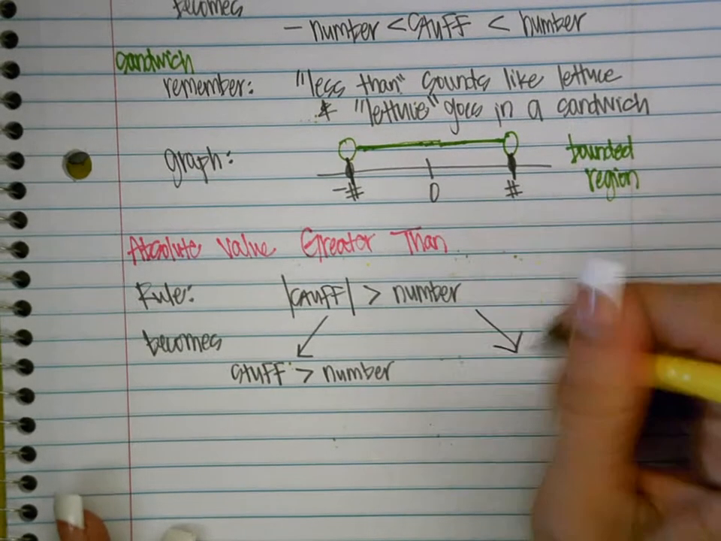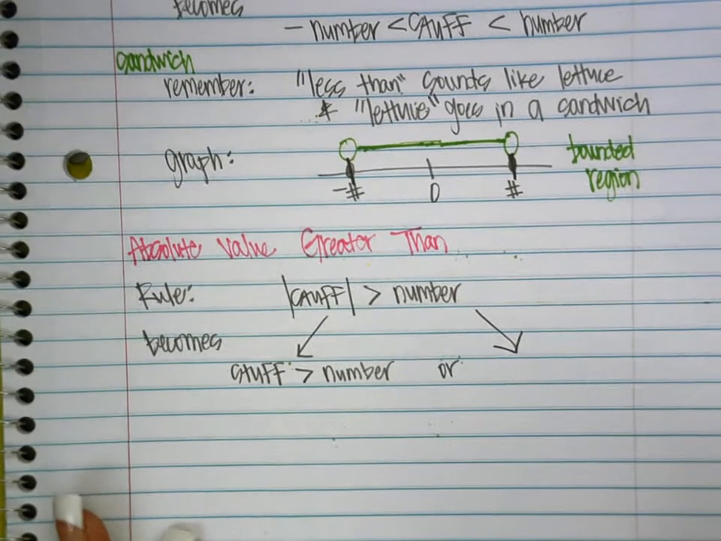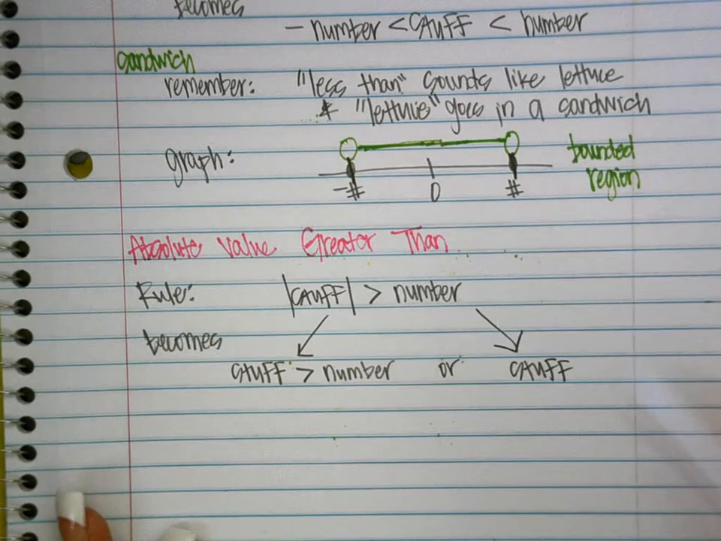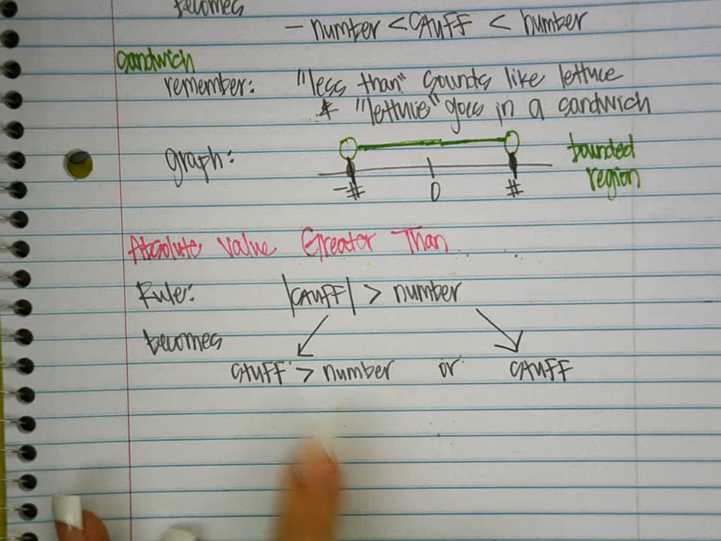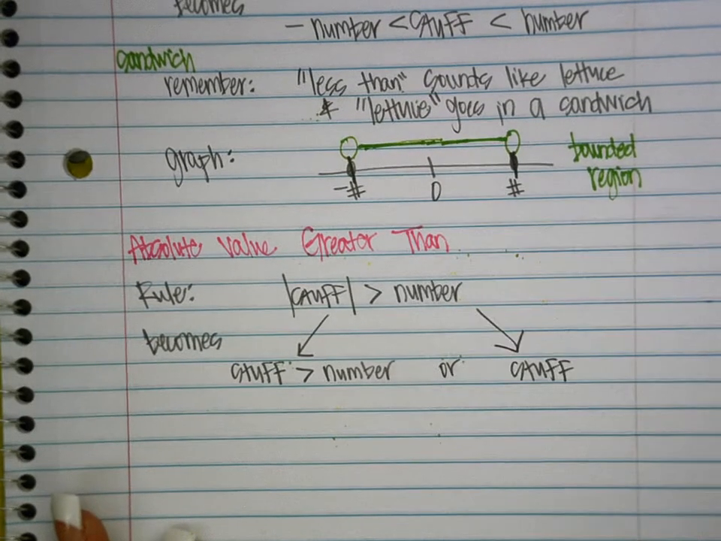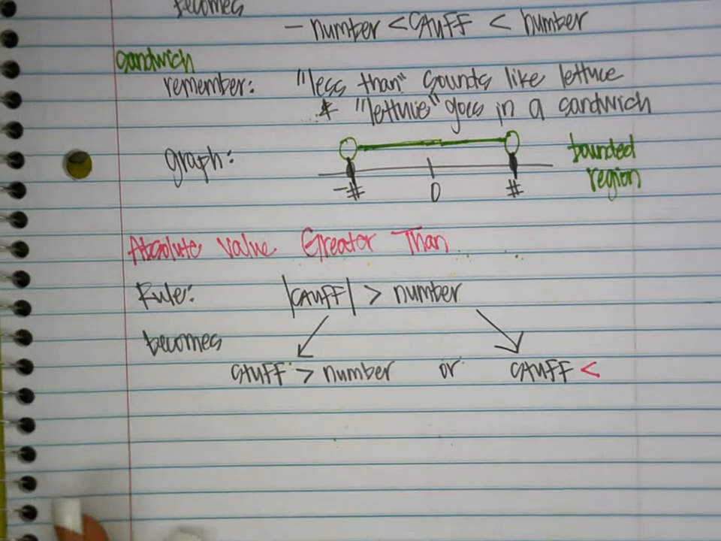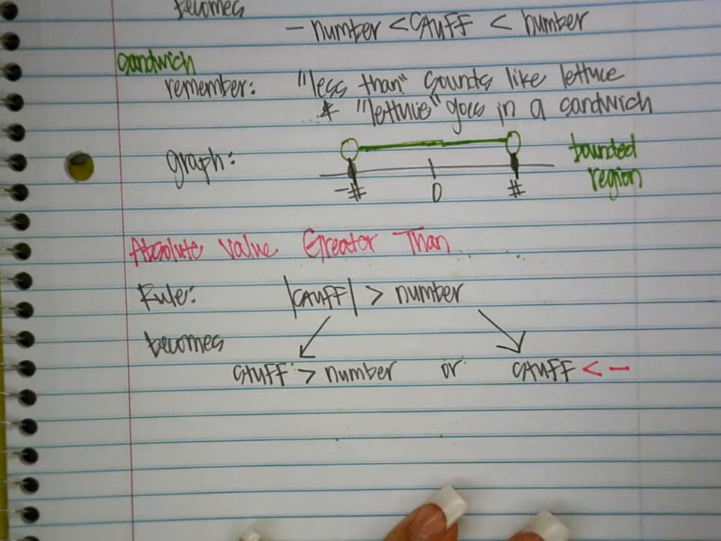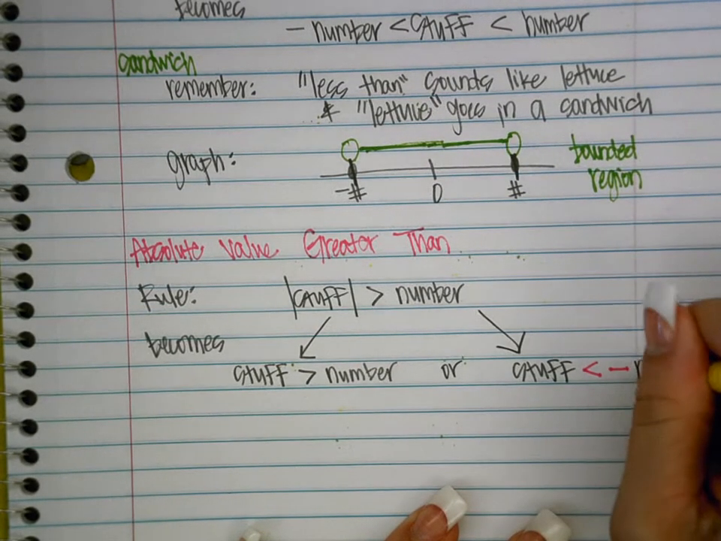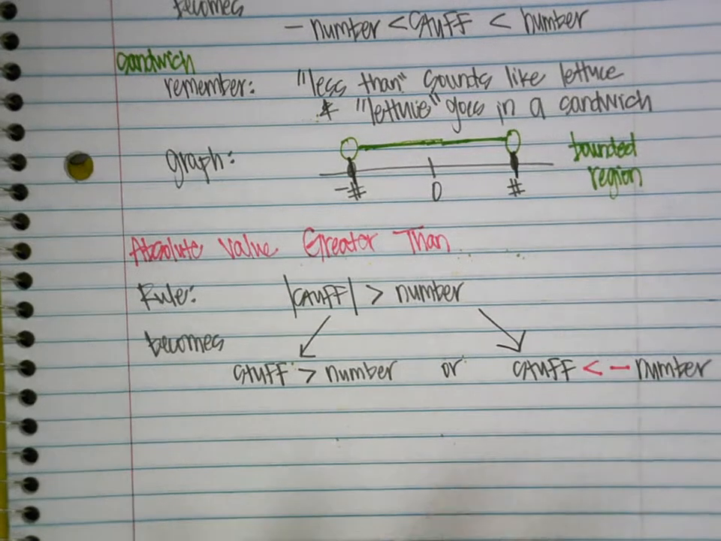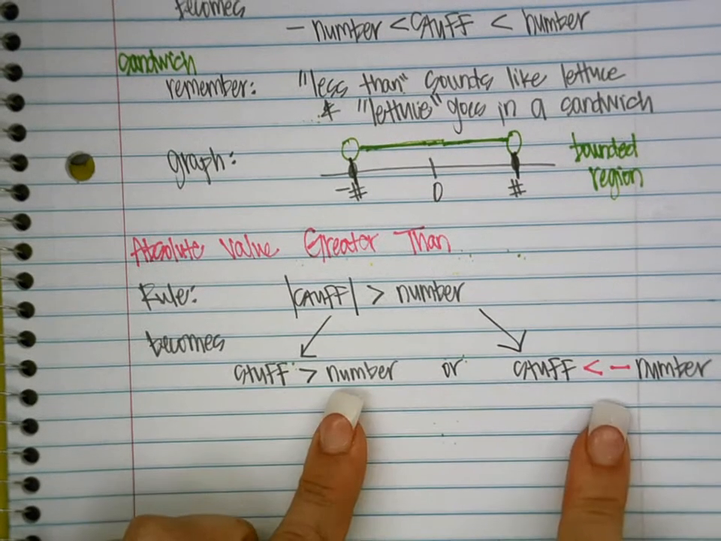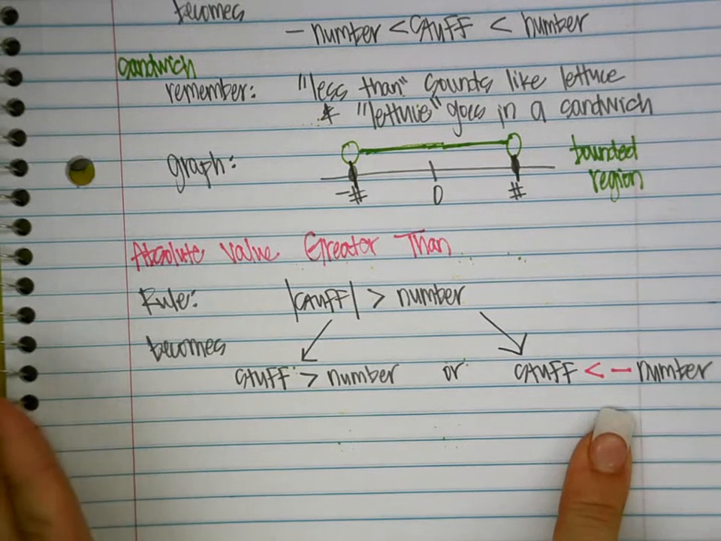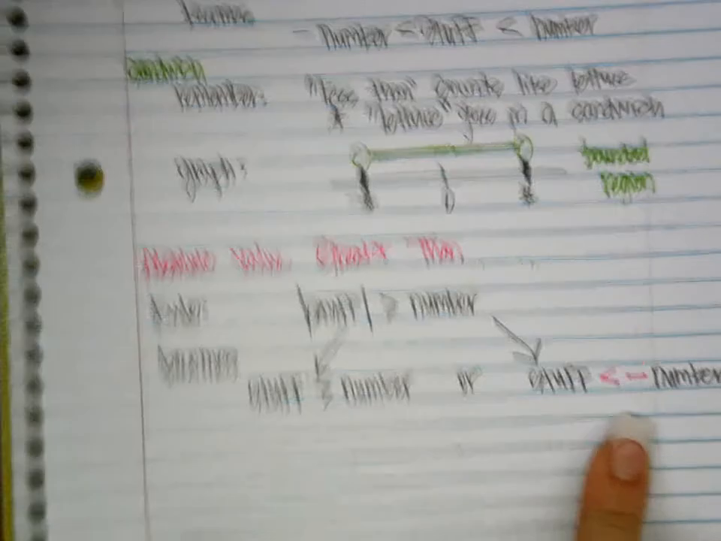The other equation, you're going to write an or, is you take the stuff inside, and what we're going to do here is we're going to flip the direction and change the sign. So flip the direction to be a negative or a less than, change the sign, so put a negative on it, and it is still the same number. So two different equations.